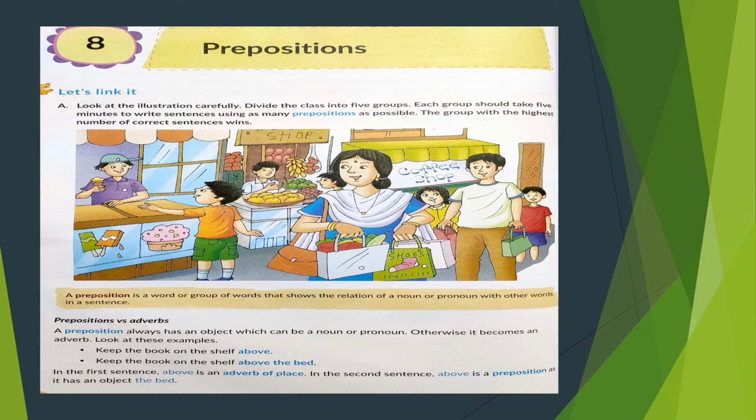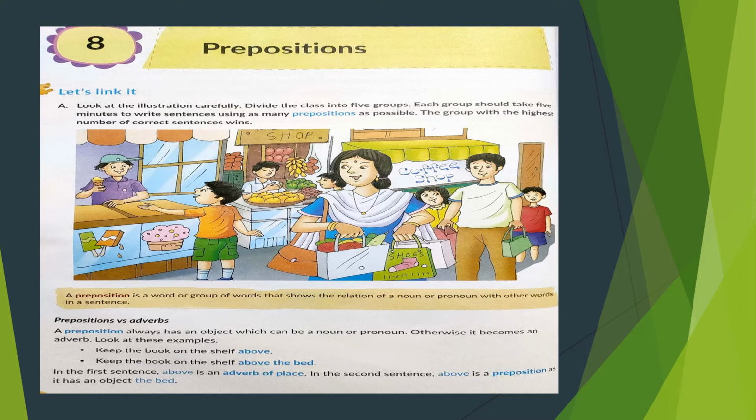So once again, let us look at the definition. A preposition is a word or group of words that shows the relation of a noun or a pronoun with other words in a sentence. Now sometimes people are quite confused between prepositions and adverbs. But remember, a preposition always has an object, which can be a noun or a pronoun. If not, then it will become an adverb.